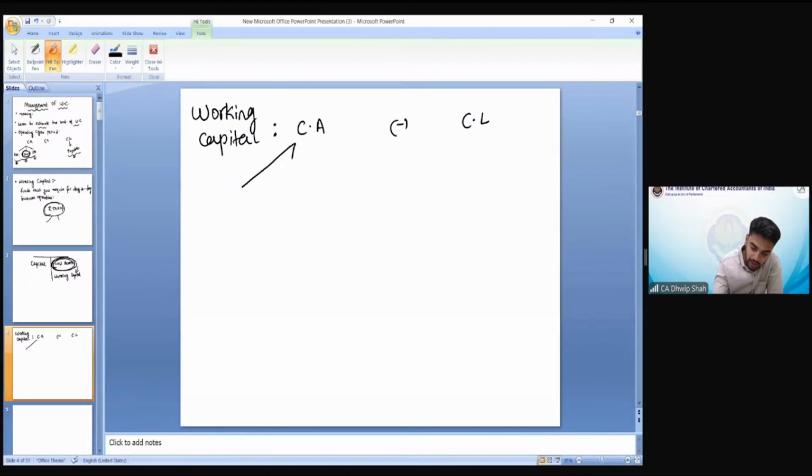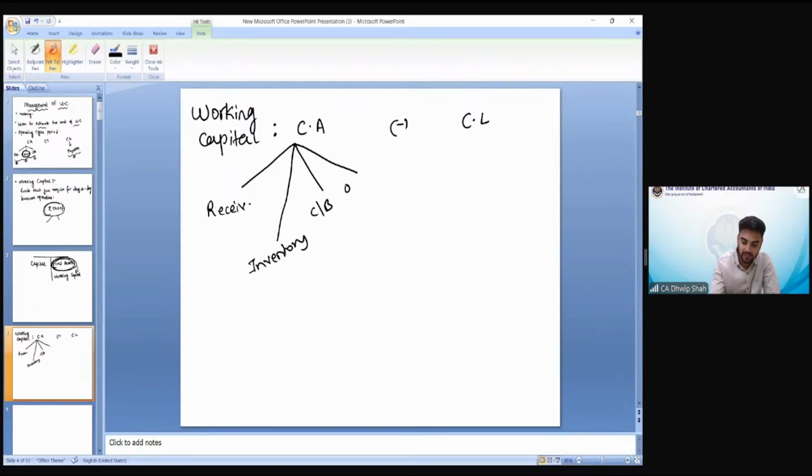understand what are the different components of current assets. We need to first understand what are the different components of current assets? So in the majority of business organizations, most of the current assets are receivables. Then you have inventory. You have cash and bank balance. Then you have other short-term investments, prepaid expenses, etc., etc. So that is other current assets.